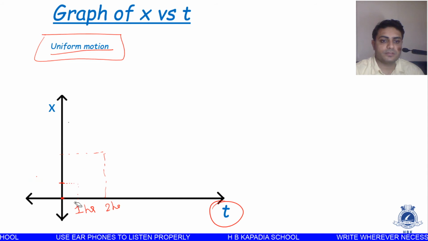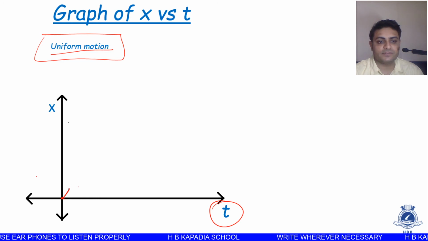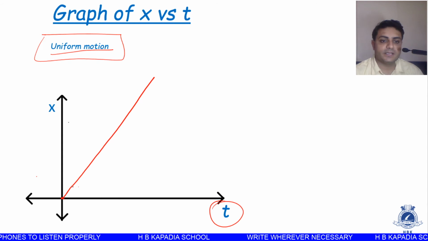If we draw the slope of this graph, let us see what information we get from the slope. First of all, imagine the graph of x versus t is like this. Okay, this is a graph of x versus t. It is making an angle of theta with the time axis.